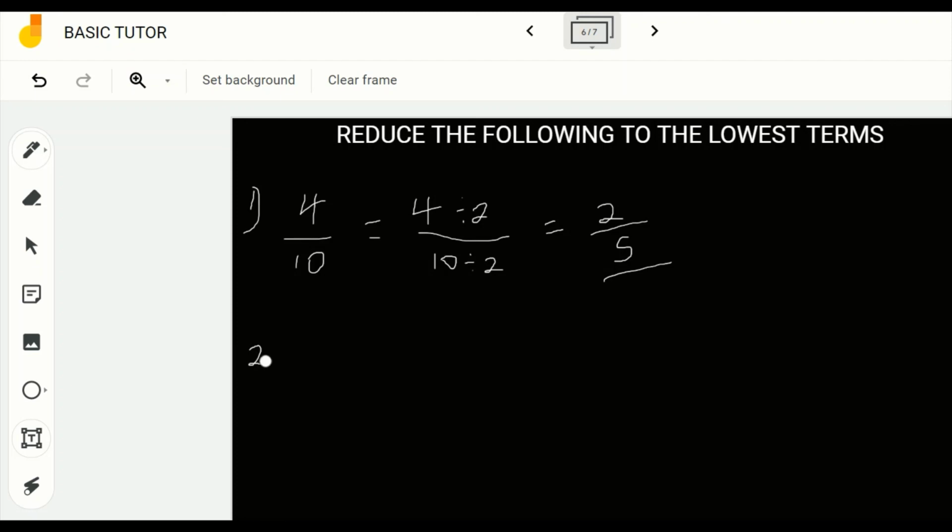Number 2, let's look at our next question. Here we are given 6 over 30. So we're asked to reduce this to the lowest term. Again, we divide the numerator and the denominator by the same number. In this case, I can decide to use 6. 6 can divide the numerator and also the denominator. So 6 divided by 6 over 30 divided by 6.